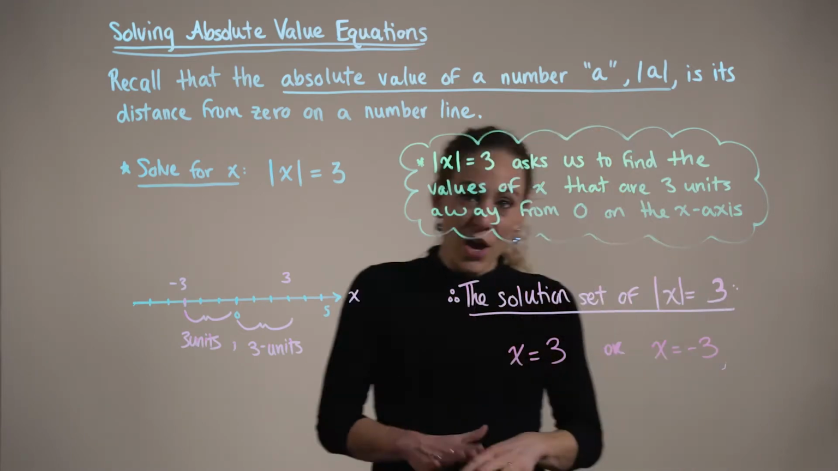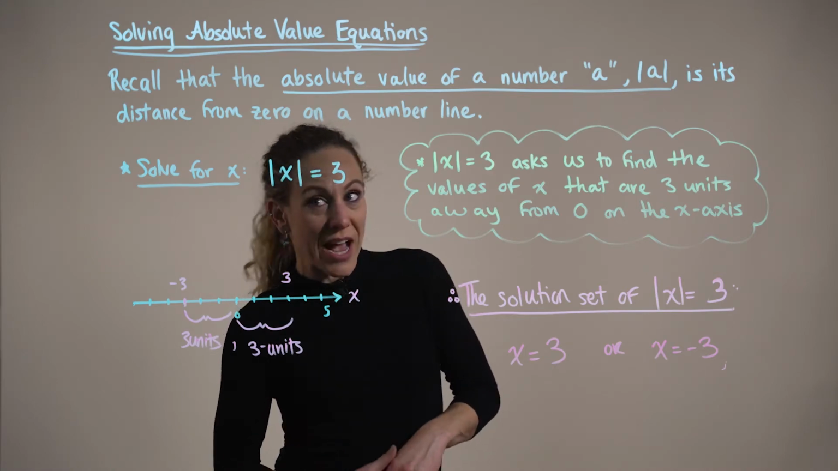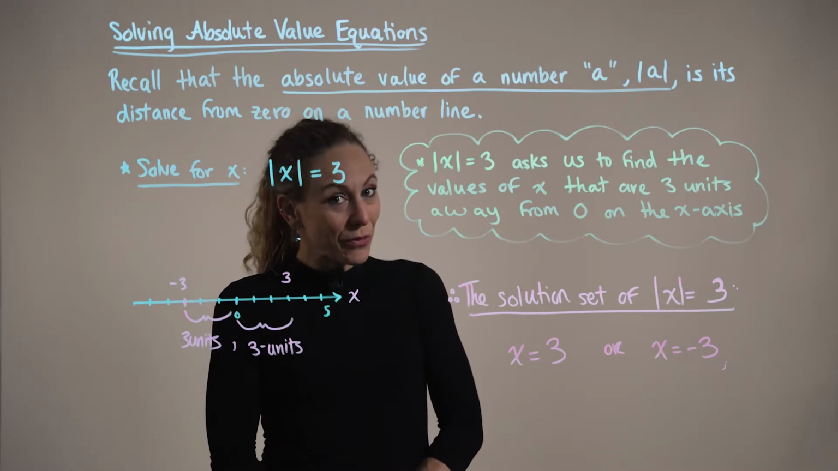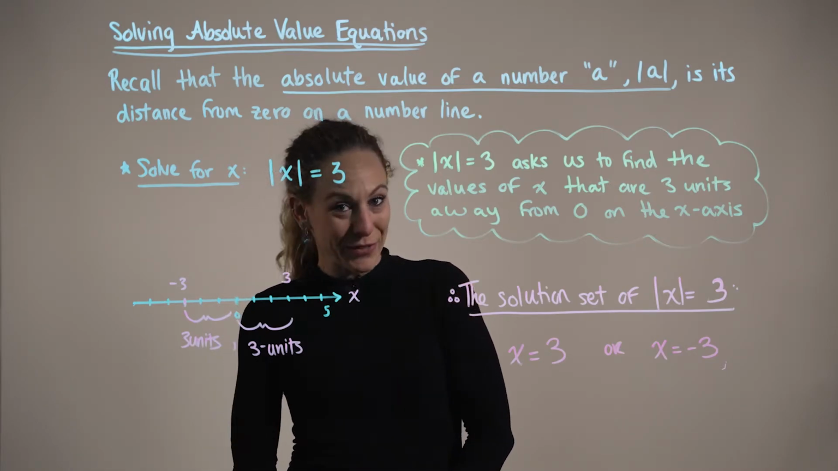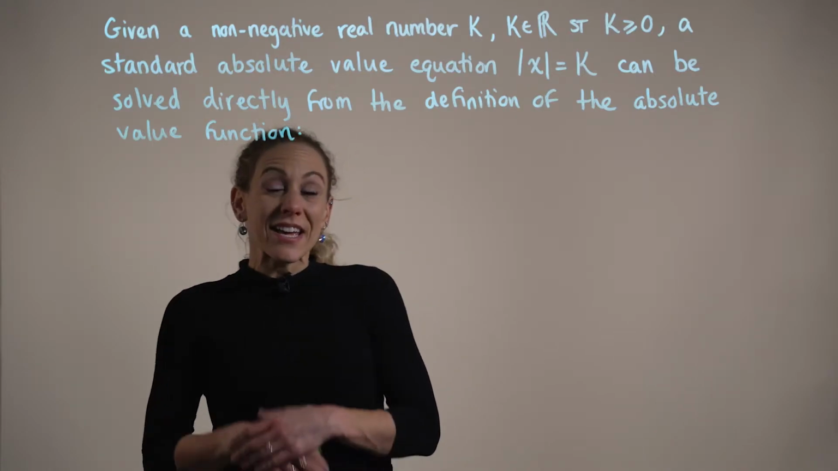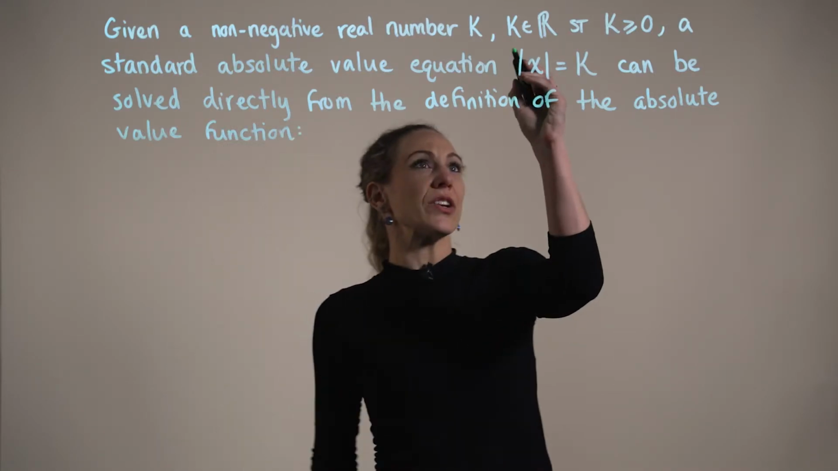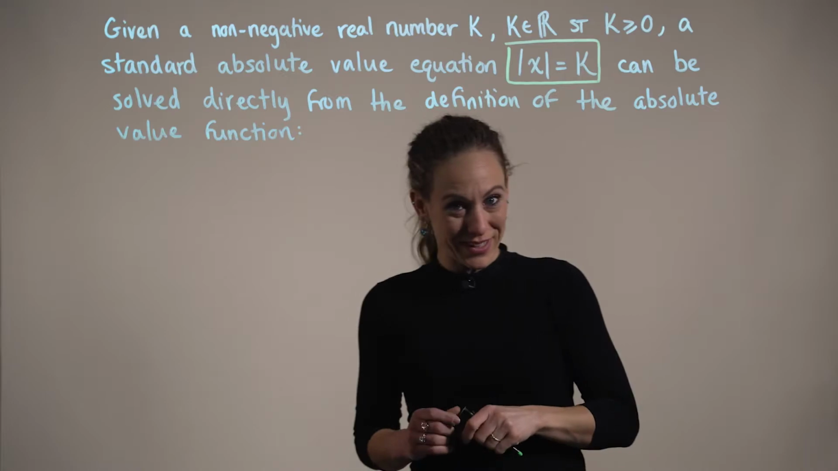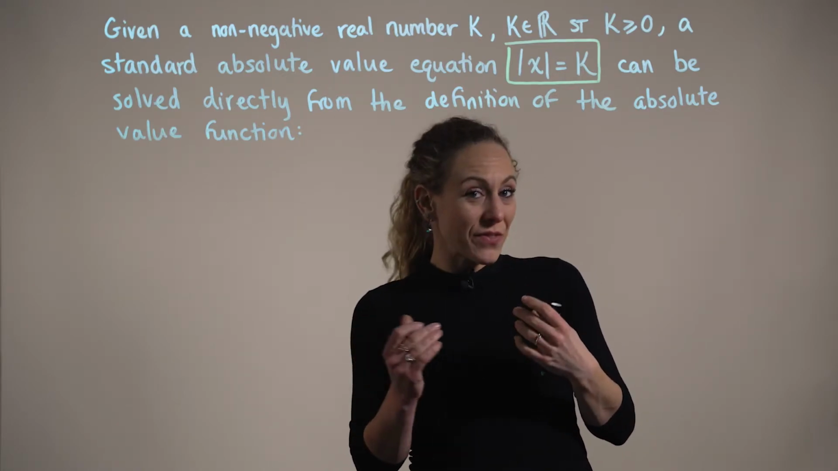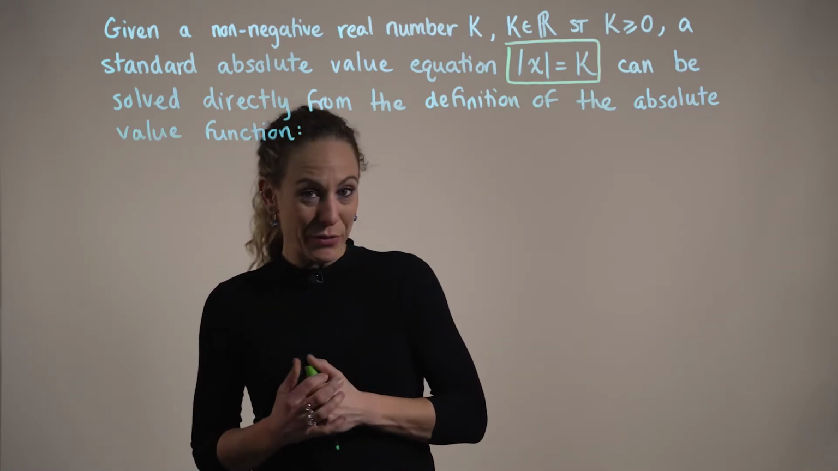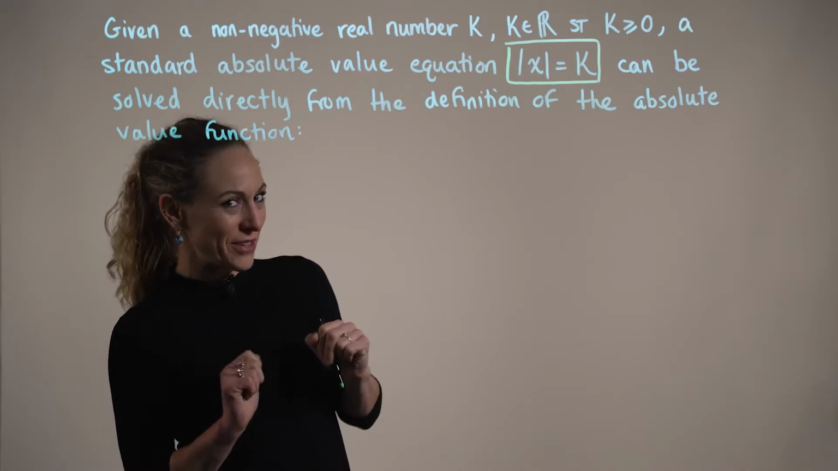Now that we've begun to establish some intuition as to how to solve these types of absolute value equations, let's look at the more formal definition for where this is coming from. Given a non-negative real number k, a standard absolute value equation, such as the absolute value of x being equal to this non-negative real number k, can be solved directly using the definition of the absolute value function. Let's recall that definition first.